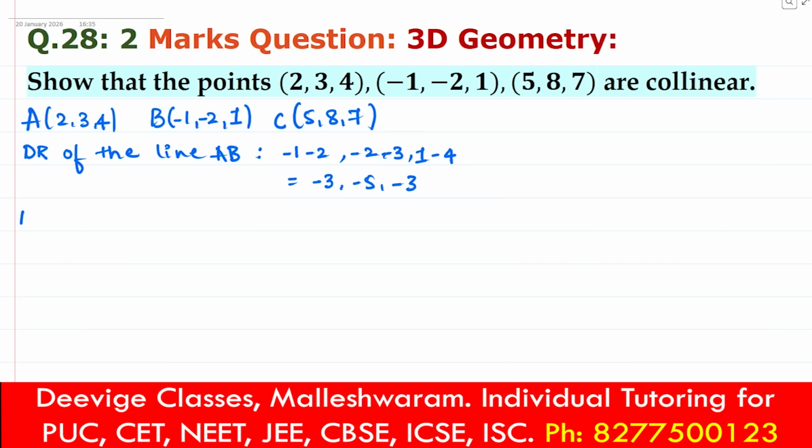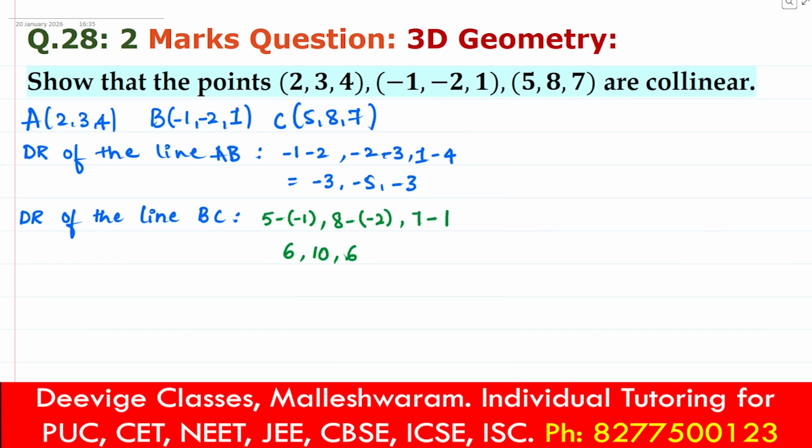Okay, so similarly the direction ratios of the line BC are 5 minus of -1, 8 minus of -2, 7 minus 1. So minus into minus will be plus. 5 plus 1 is 6, minus into minus plus 8 plus 2 is 10. 7 minus 1 is 6.